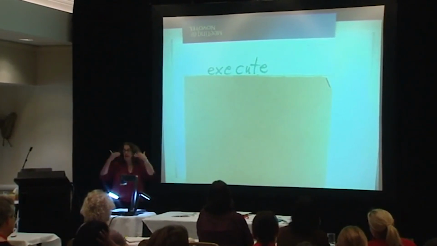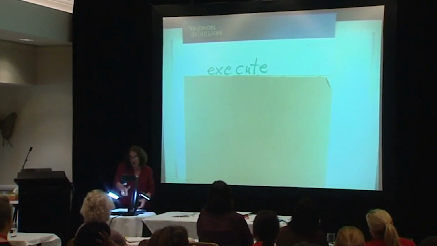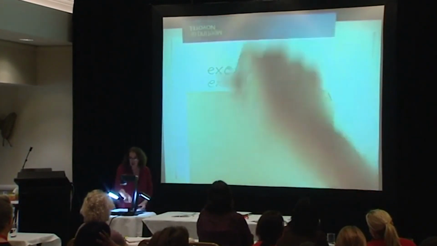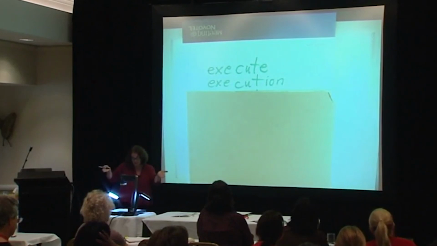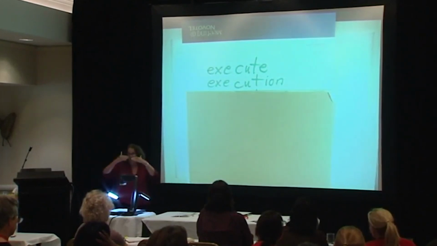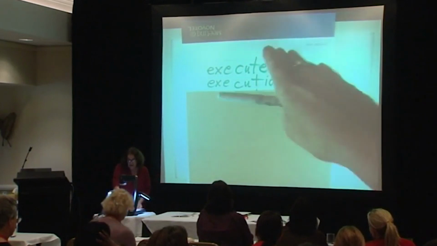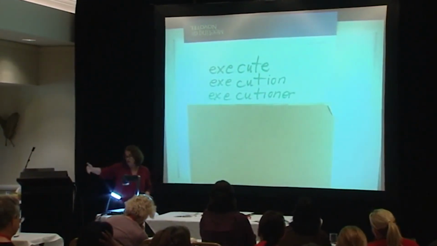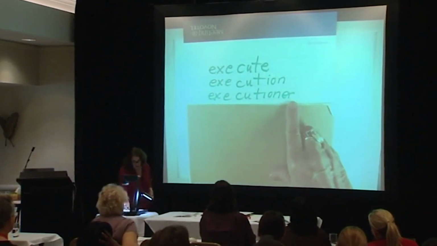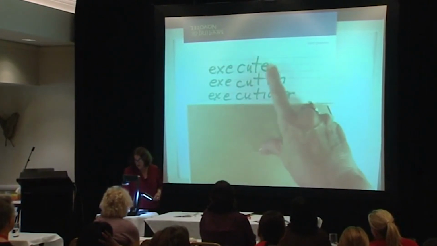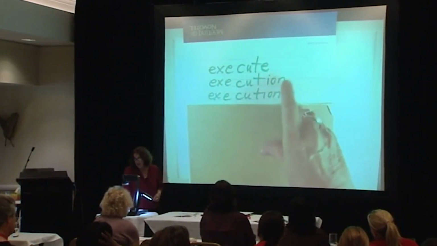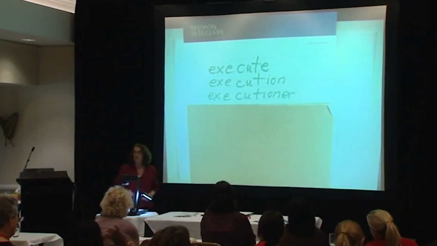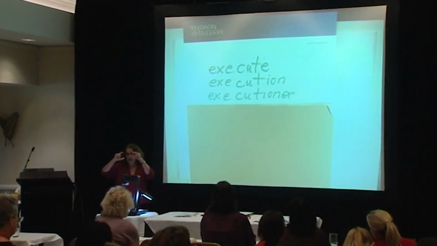Execute. If I execute someone, I do what, everyone? I kill them. And the act of killing them is a what, everyone? An execution. And the person who actually does the killing is a what, everyone? An executioner. So in our upcoming story, one of the characters is an executioner who is asked to execute someone, and that act is the end. So that would take very little time.